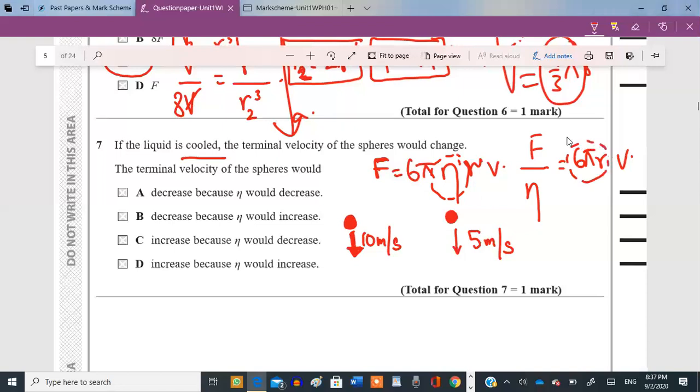Now 6 pi r is constant and F is constant. Let's assume F is constant, F is not changing. And now you are increasing the eta. Will that decrease the terminal velocity? That would decrease it because they are inversely related. So it would decrease because eta would increase. B should be the correct answer. That's the answer.